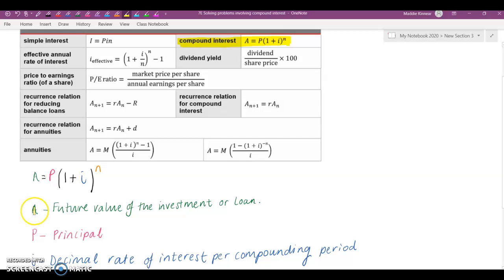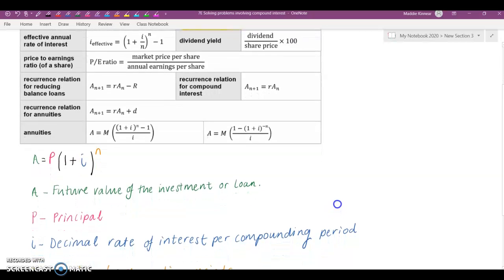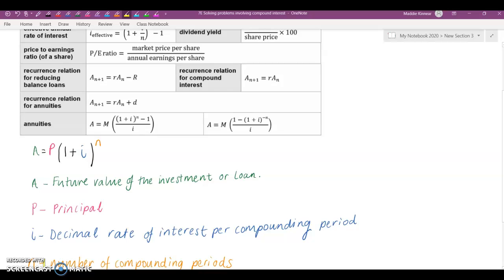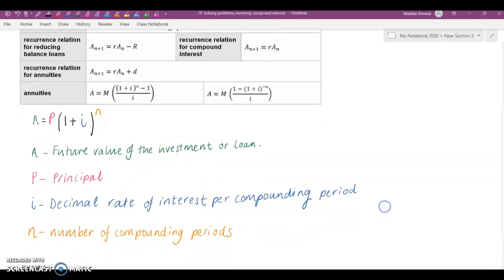We know that A stands for the future value of the investment or loan. P is the principal, so the amount you invest or borrow. I is the decimal rate of interest per compounding period. So if your compounding period is yearly, then I is just the yearly interest rate. If your compounding is monthly, you need to convert that I value so that it represents the interest per month. N is then the number of compounding periods.